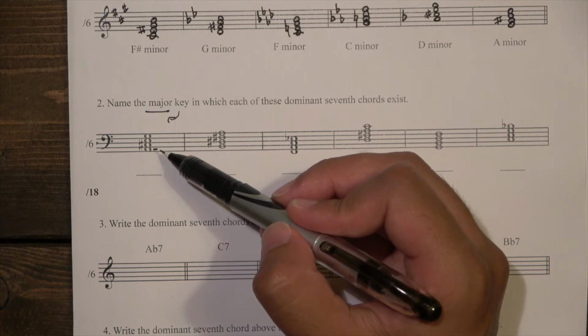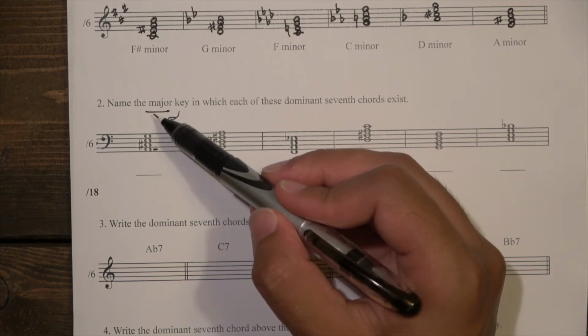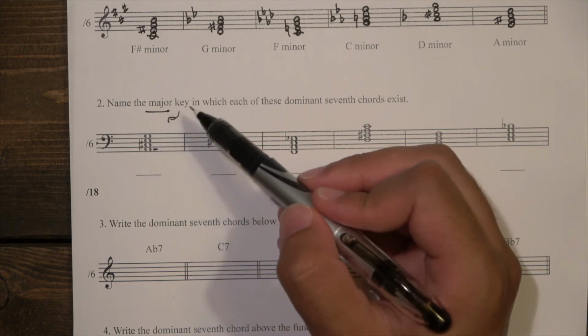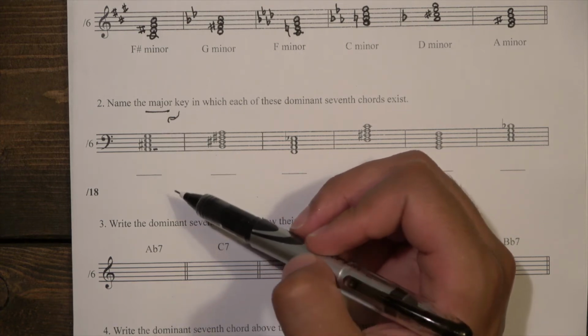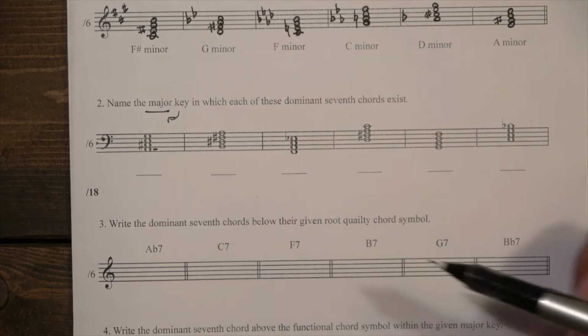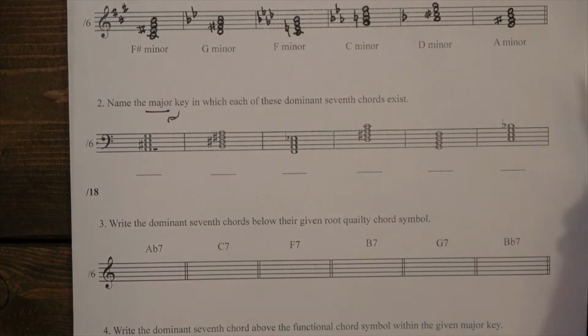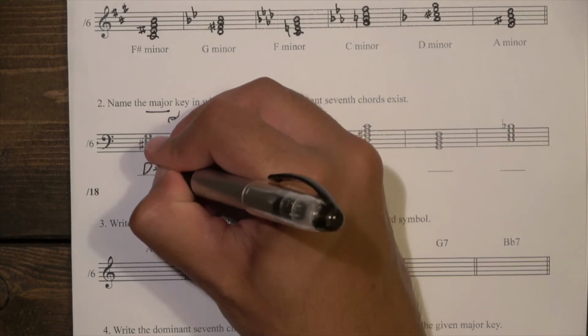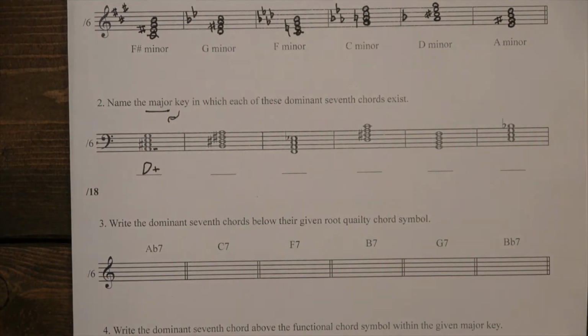So we have to ask ourselves, in what major key is A the dominant? Or in what major key is A the 5th note? I know that A is the 5th note of a D major scale. So the key is D major. All right, that's all you got to do.